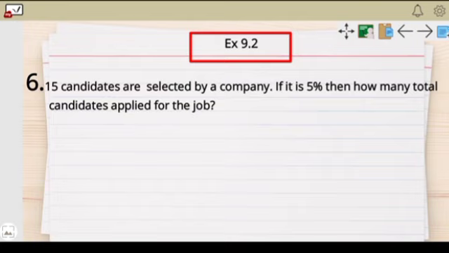Today we'll continue our exercise 9.2. We have question number 6. 15 students are selected by a company. If it is 5%, then how many total candidates applied for the job?